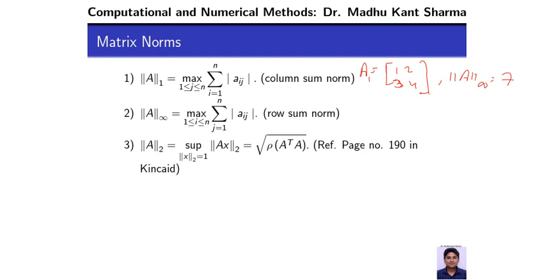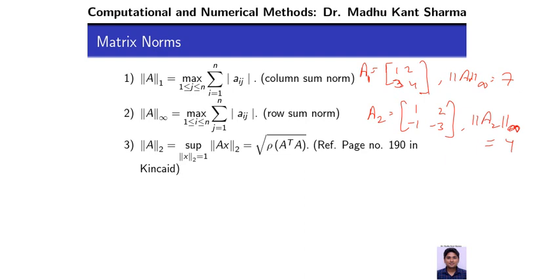For another matrix A2, let's have 1 minus 1, 2 minus 3, the same matrix with different signs. Norm A2 infinity is equal to the maximum of row sum in magnitude. The first row sum in magnitude is 1 plus 2, which is 3, and the second row sum in magnitude is 4. So the maximum is 4, and so on.